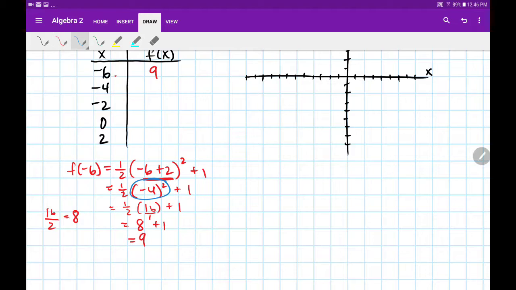Okay, try the next one yourself. Pause the video, try plugging in negative 4 now.